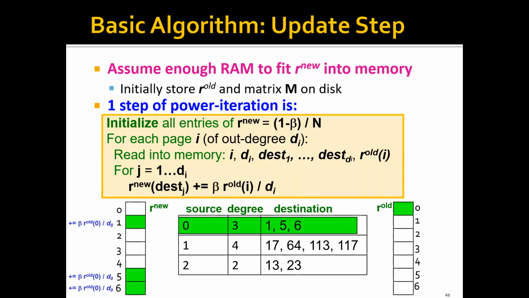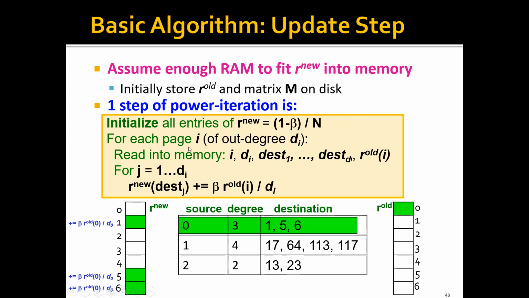So now let's assume that we have enough random access memory, enough RAM, to fit the R new vector into main memory, but we do not have enough RAM to fit the matrix M. And let's say that initially we stored the R old and the matrix M on the disk. Then one step of power iteration is actually very simple. We only need to first initialize all the entries of R new to be (1 minus beta) over N.